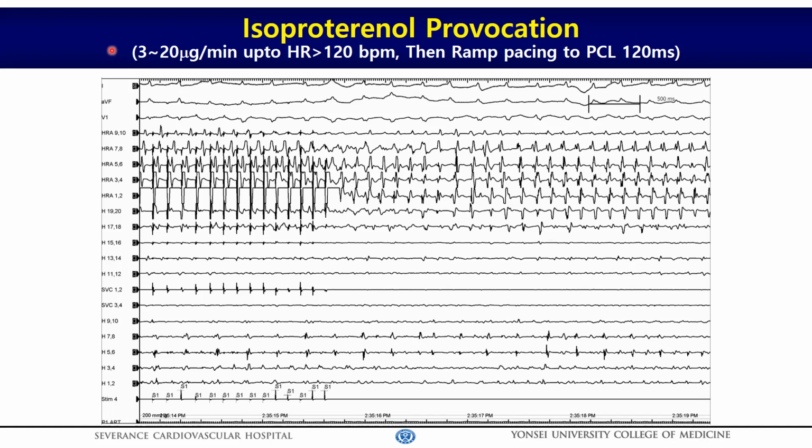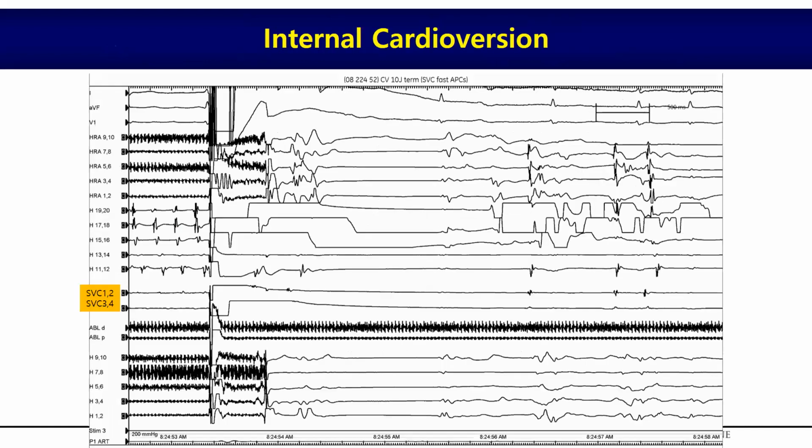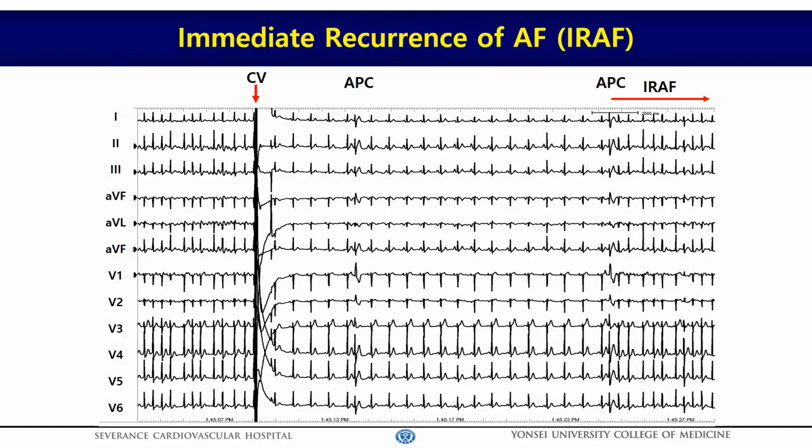Otherwise, we wait for 3 minutes for intracellular calcium elevation during AF and isoproterenol. Then we deliver an internal shock of 10 to 20 joules to restore sinus rhythm. Then we wait 10 minutes as an isoproterenol cooling down period. If there is no trigger, we finish the case, but if there are consistent APCs and finally immediate recurrence of atrial fibrillation triggers, we try to map and eliminate those triggers as much as possible. Because we already isolated the pulmonary veins, this IRAF must be from extra PV triggers.